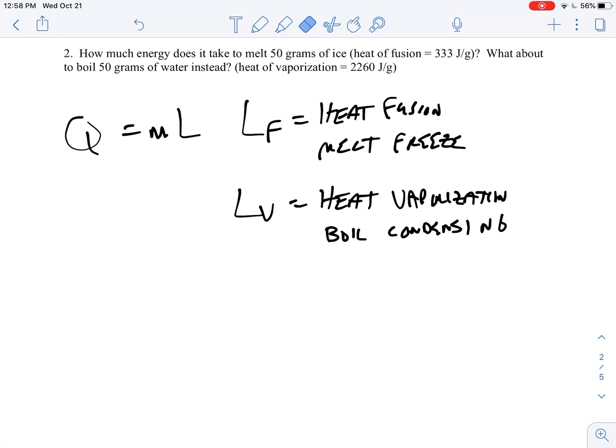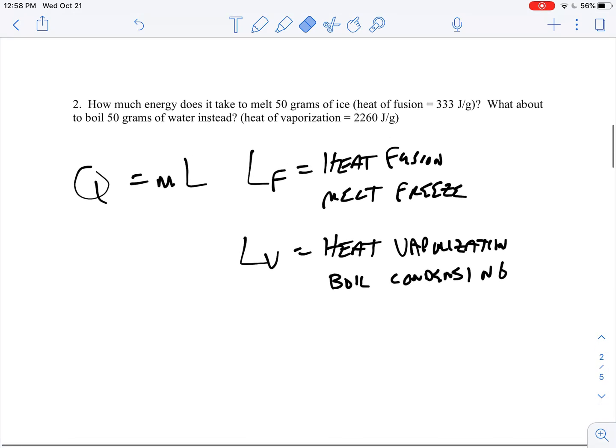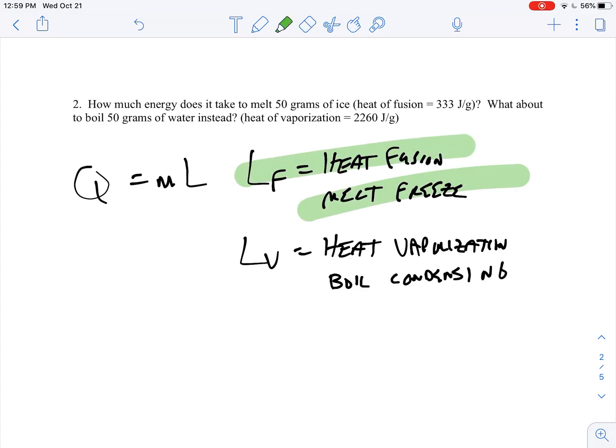Q is equal to m times L. So you just have to decide, are you talking about melting, freezing, boiling, condensing? Because if you're talking about melting or freezing, then you're talking about that. If you're talking about boiling or condensing, then you're talking about that guy there.